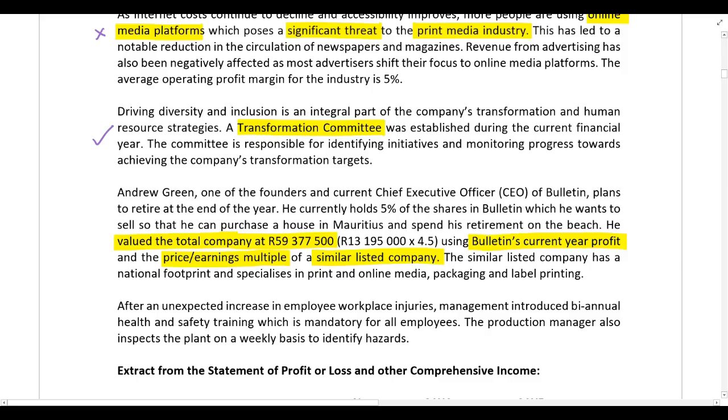Okay, so we have another negative factor over here because Andrew Green is one of the founders and the current Chief Executive Officer of Bulletin. So if Andrew retires at the end of the year, the company is going to experience a loss of expertise.